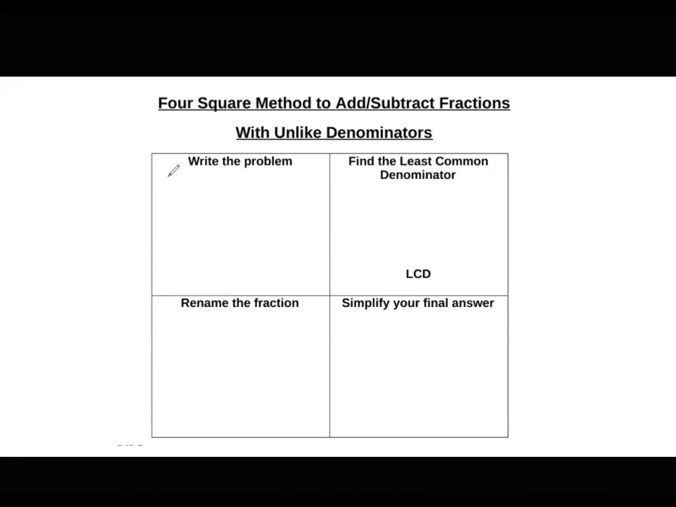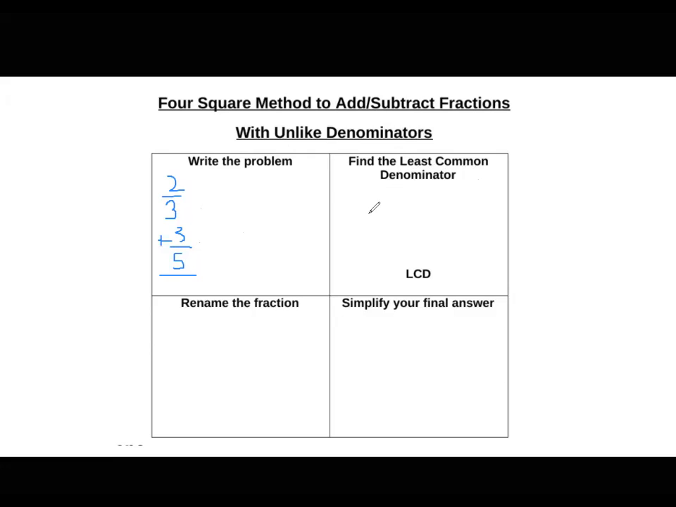So say we're solving the problem 2/3 plus 3/5. So we want to write our problem first. If we look at our denominators, yes, they are different denominators. And like we said, we cannot add them if we're dealing with different size parts. So we move to our second step, which is to find the least common denominator.